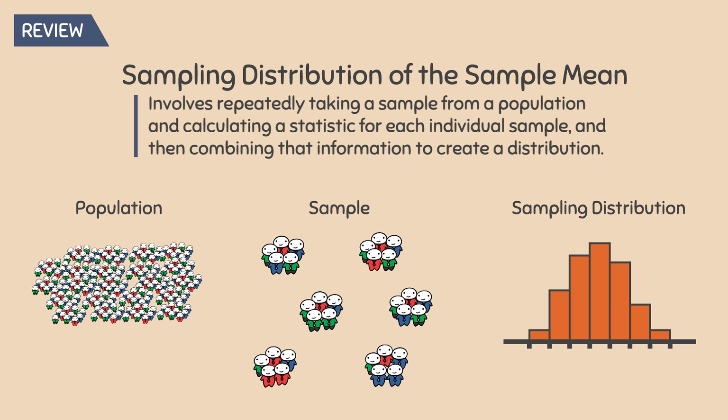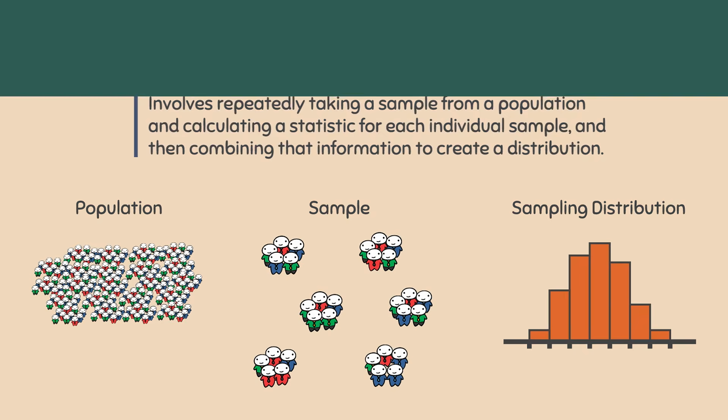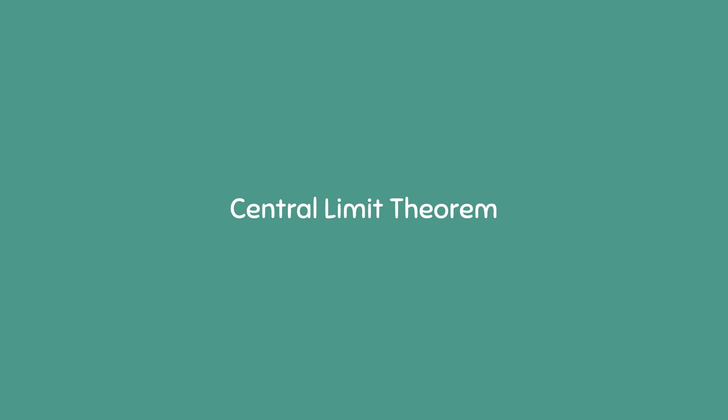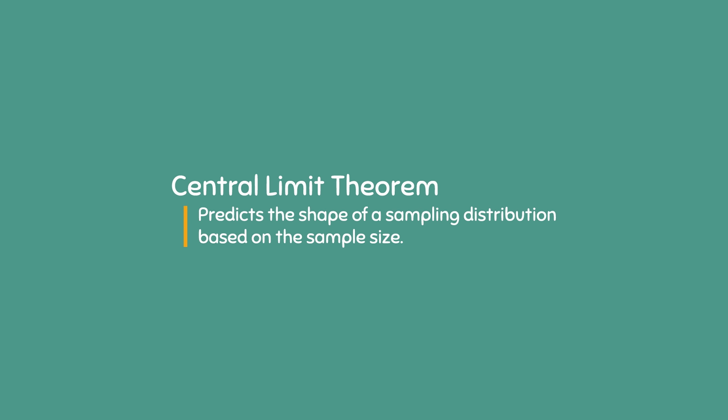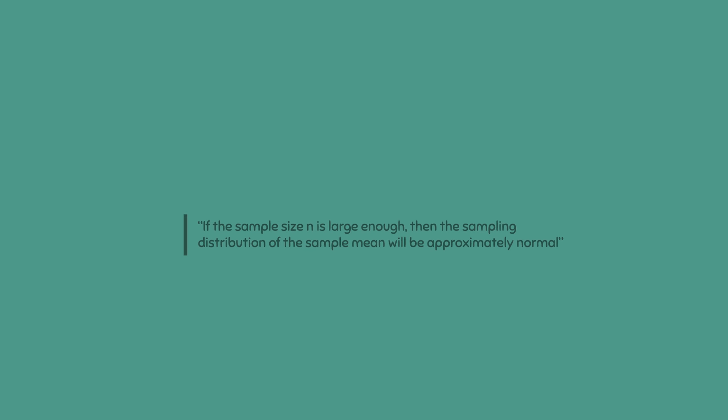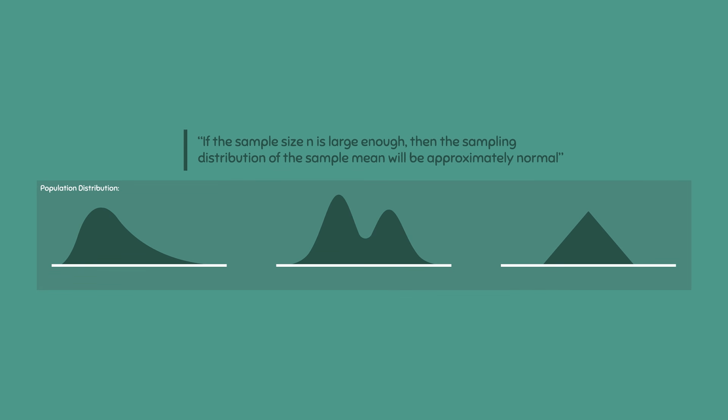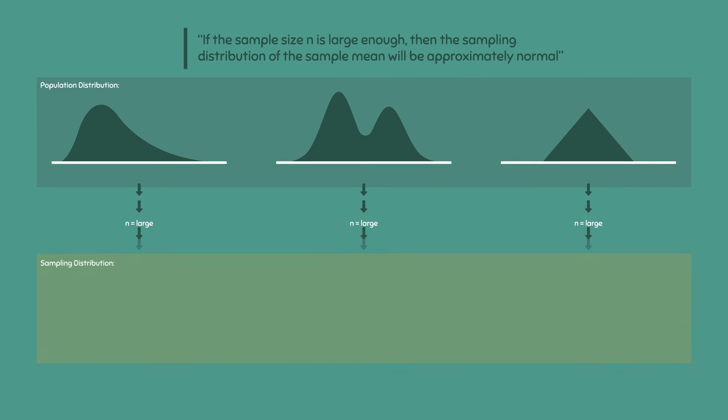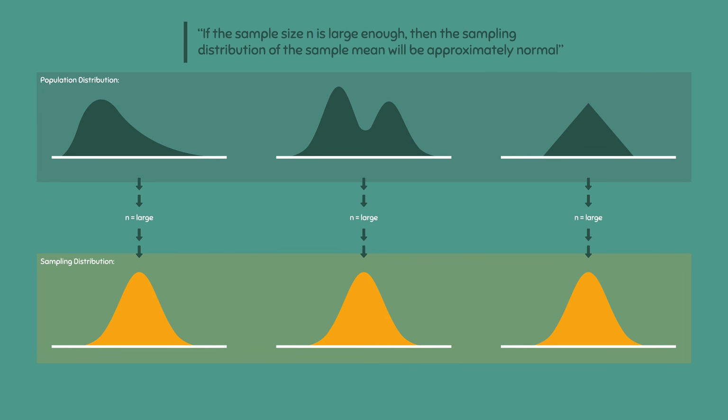So now that we've reviewed what a sampling distribution is, let's talk about the central limit theorem. What is the central limit theorem? The central limit theorem predicts the shape of a sampling distribution based on the sample size. Specifically, the central limit theorem states that if the sample size n is large enough, then the sampling distribution of the sample mean will be approximately normal. This means that, regardless of what the population distribution originally looked like, if the sample size n is large enough, the sampling distribution will be normally distributed.